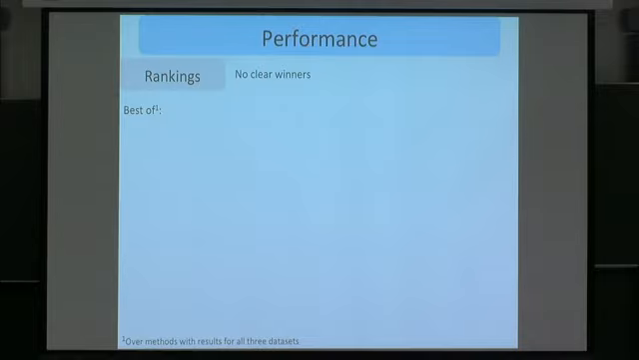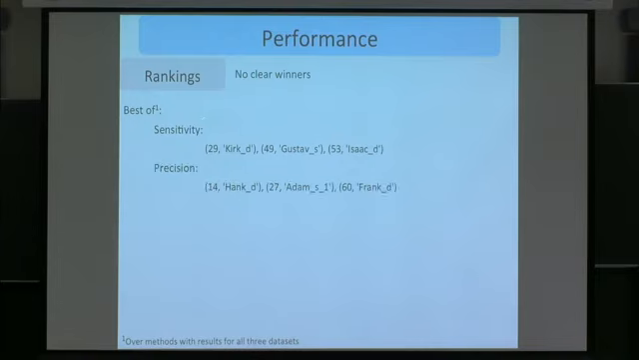So if we look at all the methods that have results for all three data sets, which unfortunately there weren't, we get the following. We sum up across all the different samples, and for sensitivity, Kirk wins out. These are the top three, basically. Precision, Hank wins out. Hank and Adam are pretty comparable and a lot better than Frank.